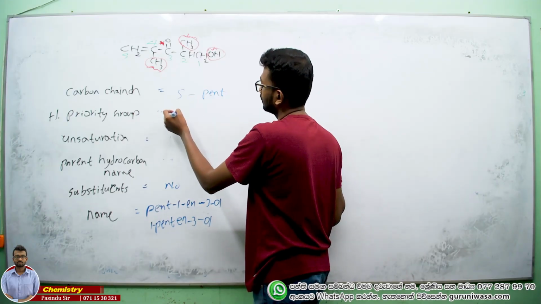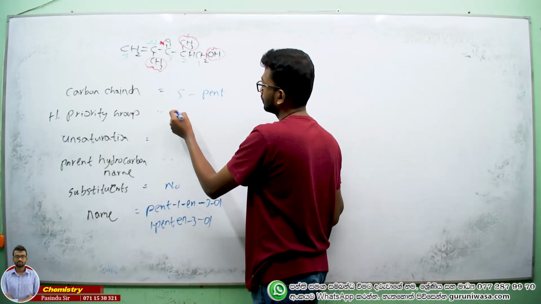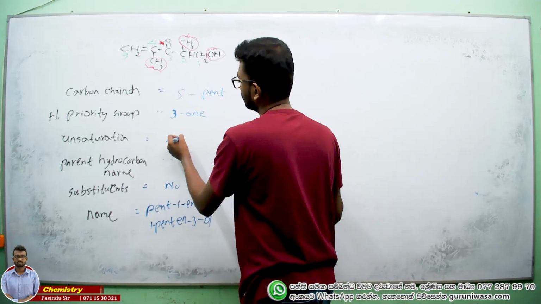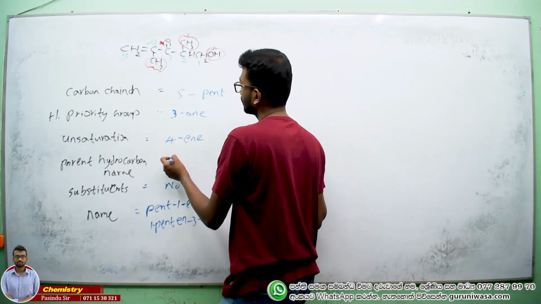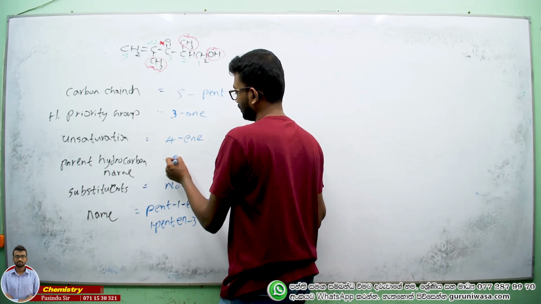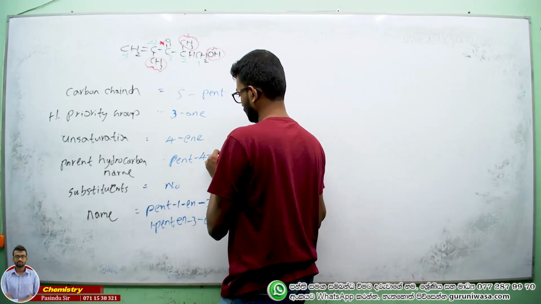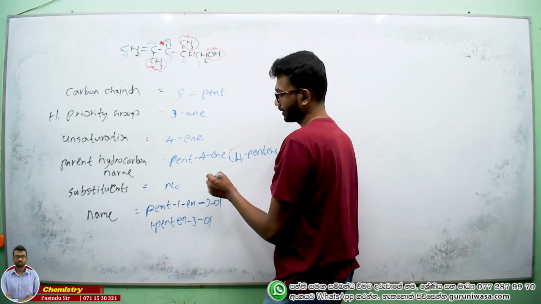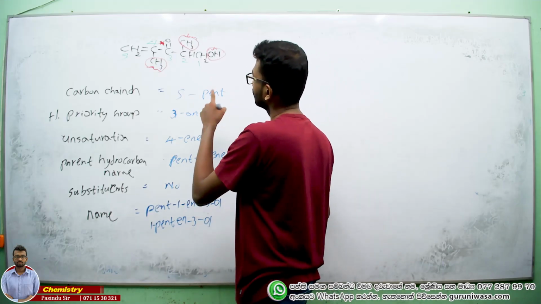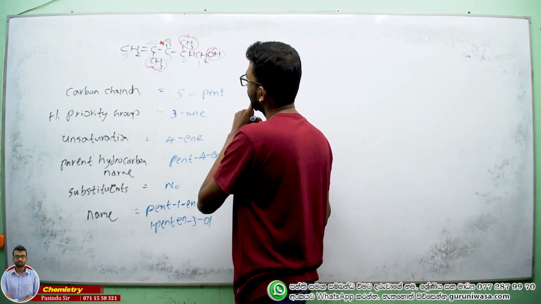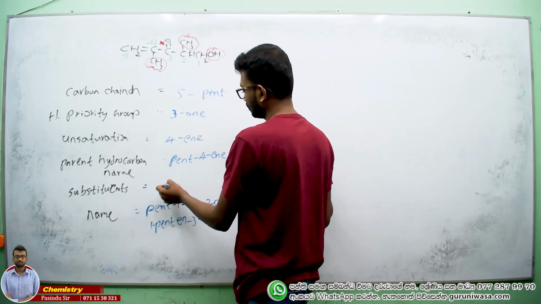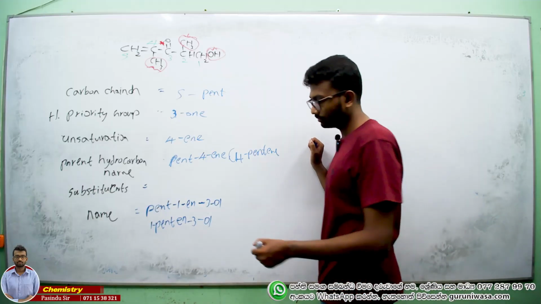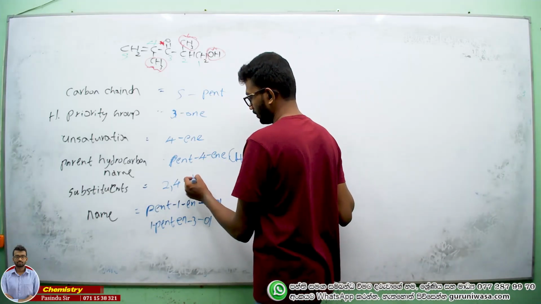It has a priority group, the ketone group. So 3 on, unsaturation 4 in the parent hydrocarbon, pent 4 in, 4 pentene. Substituents 2, 4, so 2,4 dimethyl.